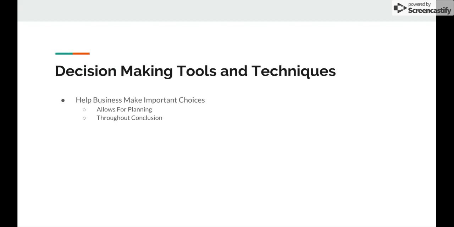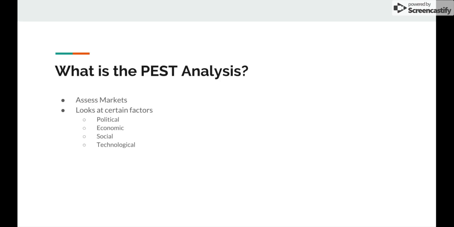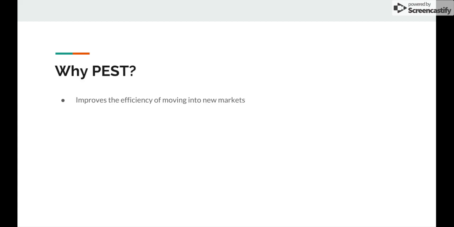Decision-making tools and techniques help businesses plan for the future and know the decisions within their company. It really allows businesses to make a good decision and make it properly, and know what's possibly going to be our outcomes if we do this option. The one that I chose was the PEST analysis. PEST analysis is a way to assess markets so that you can see if we want to get into that market and know more about them. It looks at political, economical, social, and technological aspects of a market.